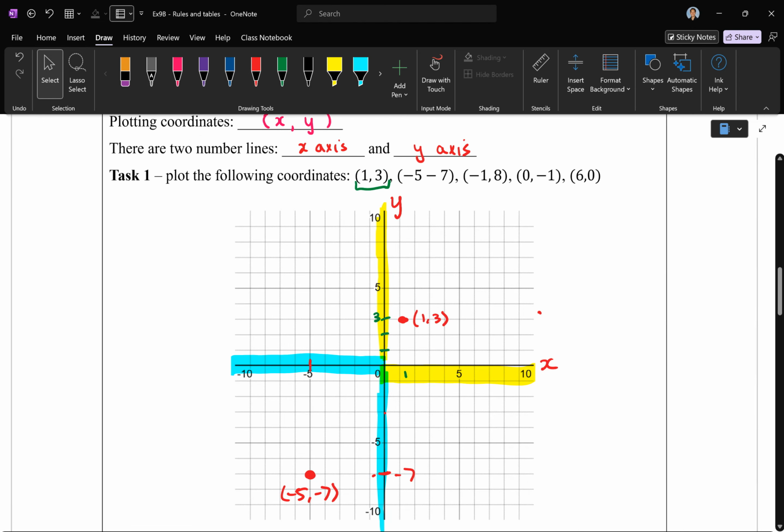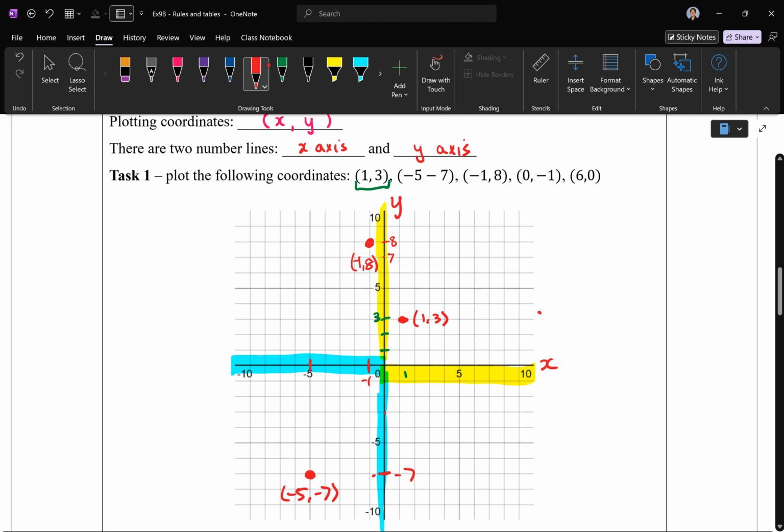Next one, negative 1, 8. So negative 1 is over here. This is where negative 1 is. And then I'm going all the way to 8. This is 6, 7, and then 8 is over here. So this is my coordinate for negative 1, 8.